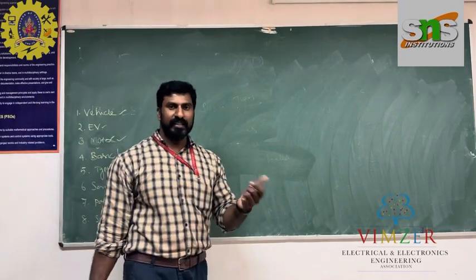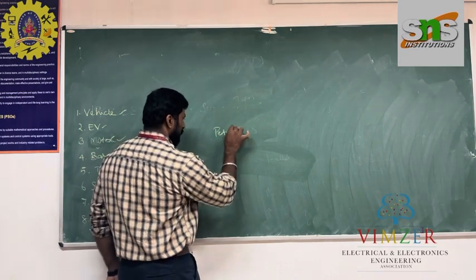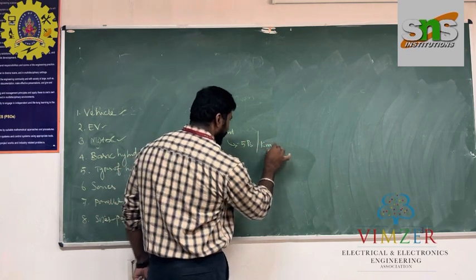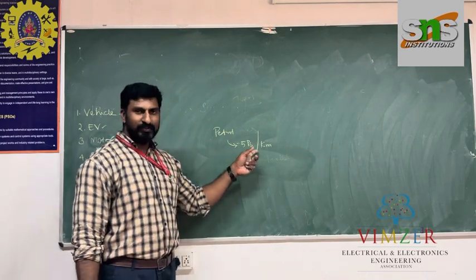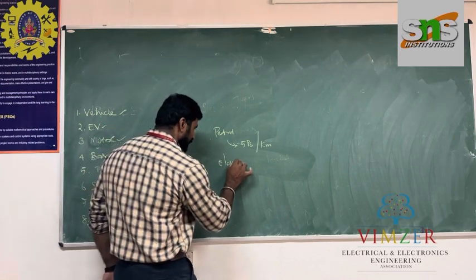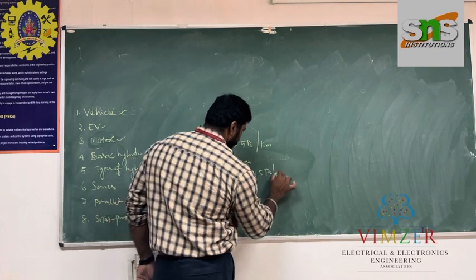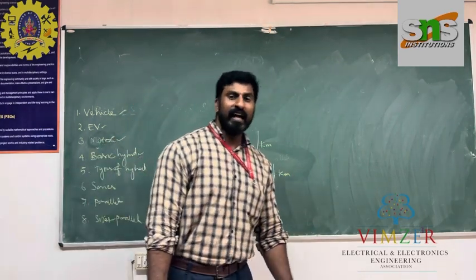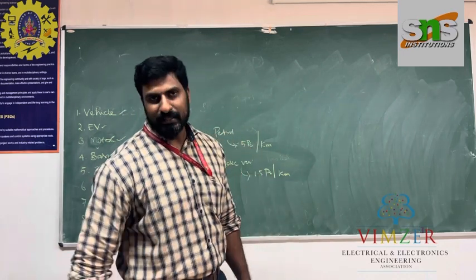In earlier classes we discussed the running cost, right? For example, a petrol engine gives 5 rupees per kilometer as a running cost. An electric vehicle gives 1.5 rupees per kilometer as a running cost, right? But we have a certain amount of limitations. So what will be the limitations?